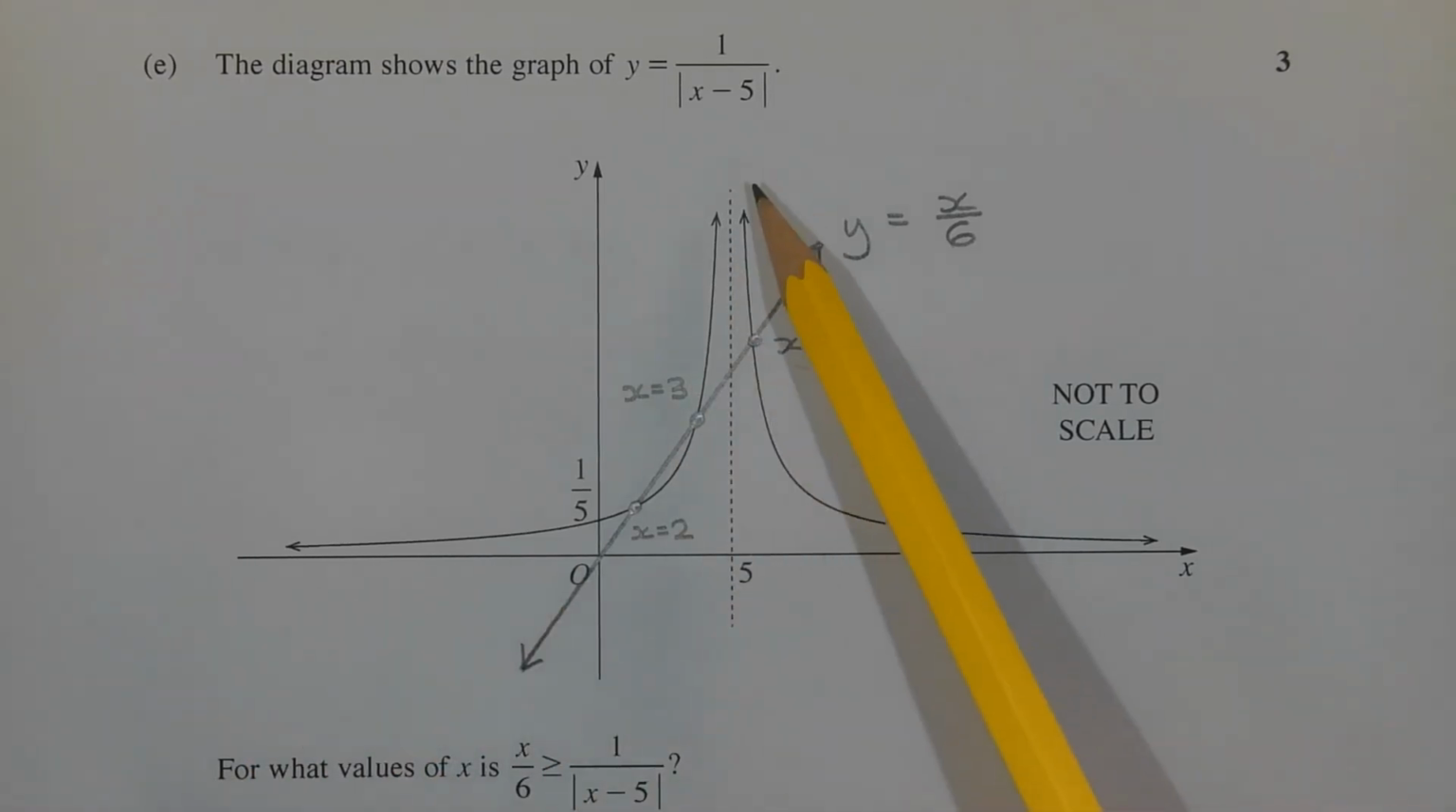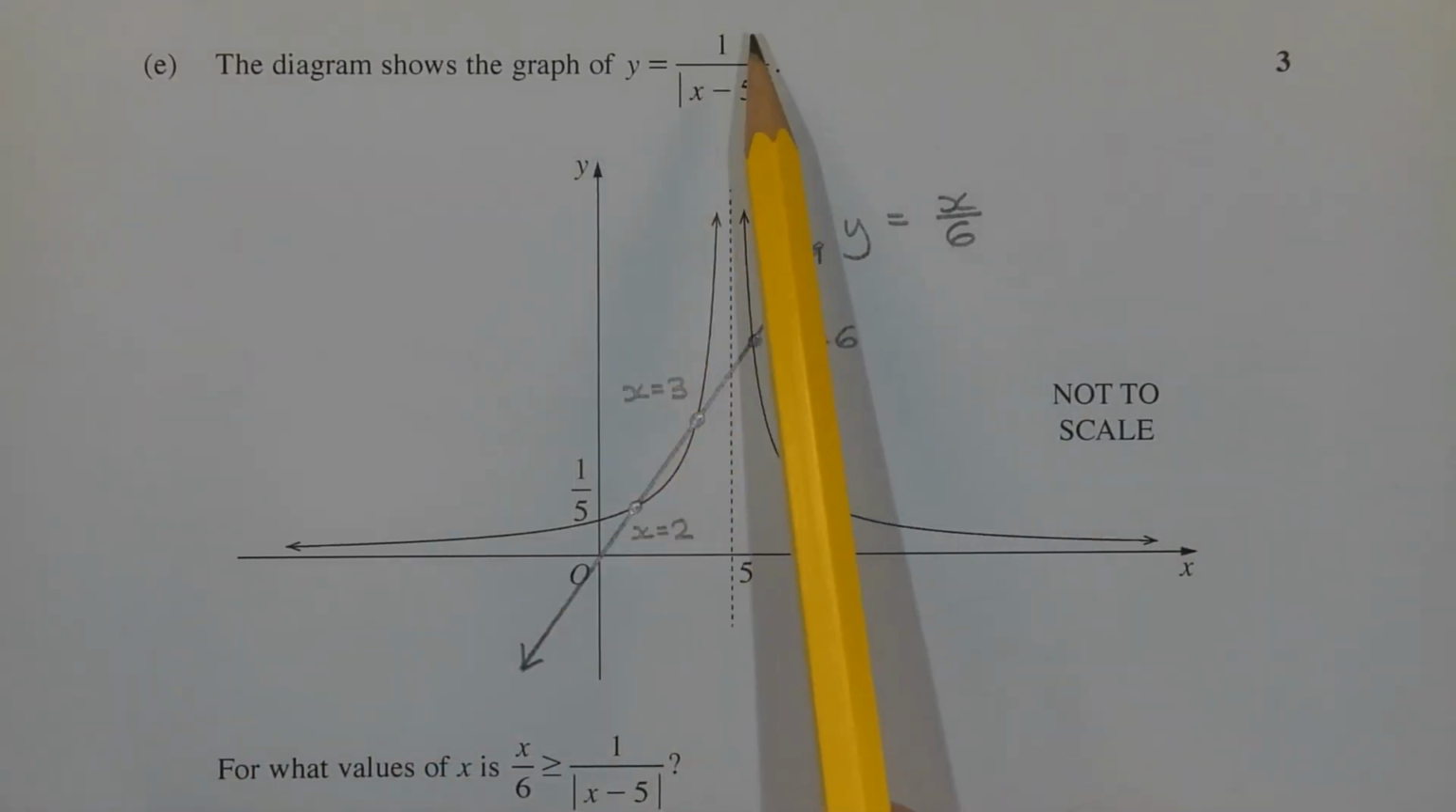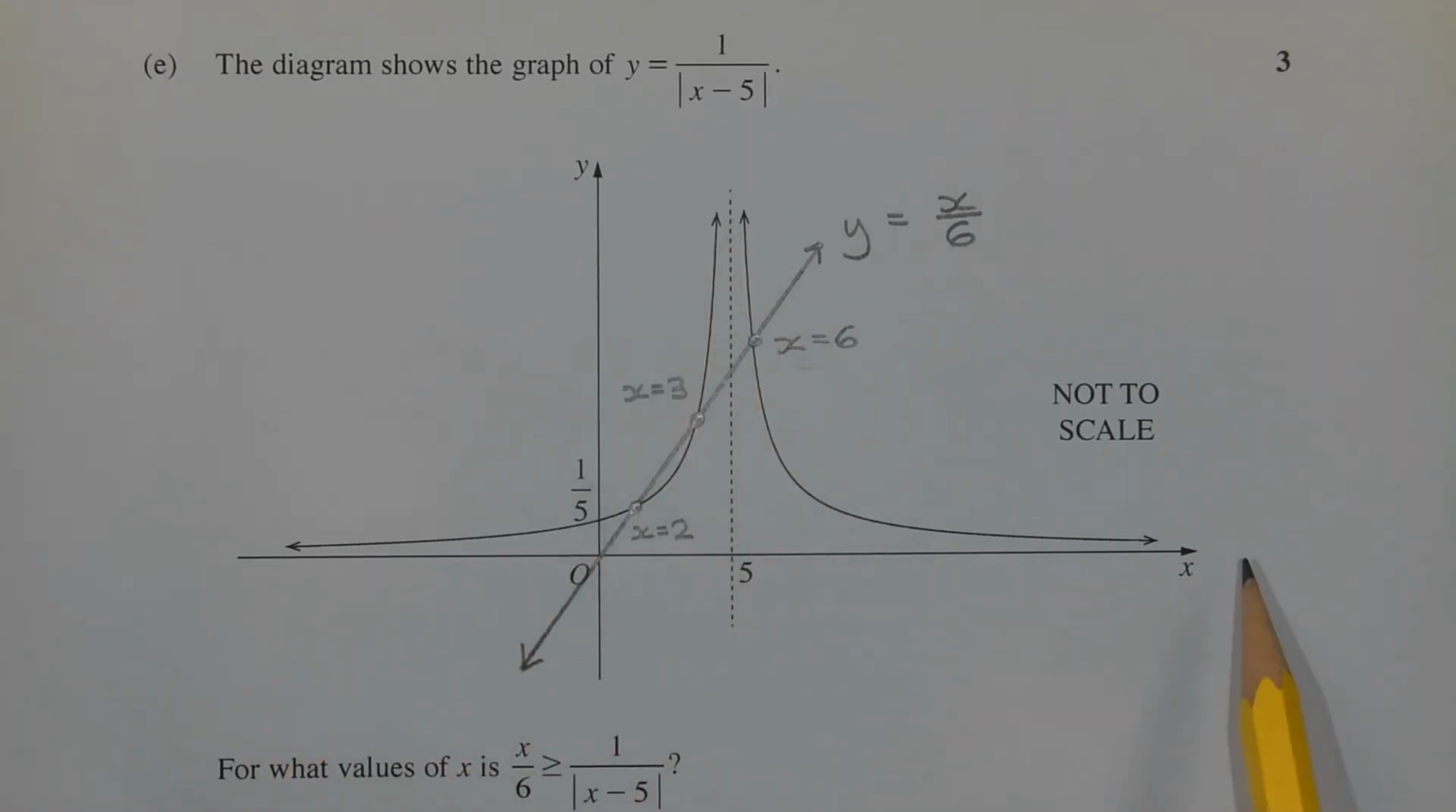So this is the graph that's supplied in the question. This is the graph of y equals 1 over the absolute value of x minus 5. We can see that it's a type of hyperbola. It has a vertical asymptote at x equals 5, which corresponds to one of the critical points we've found earlier. Now the line y equals x over 6 is a line with a positive gradient passing through the origin, and it intersects with the hyperbola at 3 points, which correspond to the 3 other critical points we found at x equals 2, x equals 3, and x equals 6.